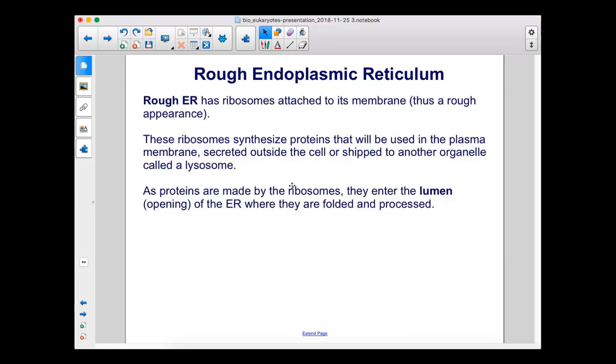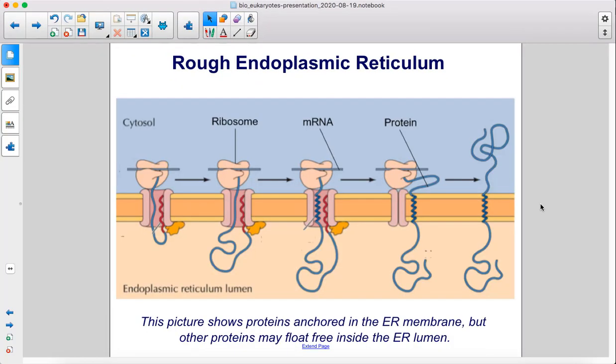Rough ER has ribosomes attached to its membrane, thus a rough appearance. These ribosomes synthesize proteins that will be used in the plasma membrane, secreted outside the cell or shipped to another organelle called a lysosome. As proteins are made by the ribosomes, they enter the lumen, or opening, of the ER, where they are folded and processed. This picture shows proteins anchored in the ER membrane, but other proteins may float free inside the ER lumen.